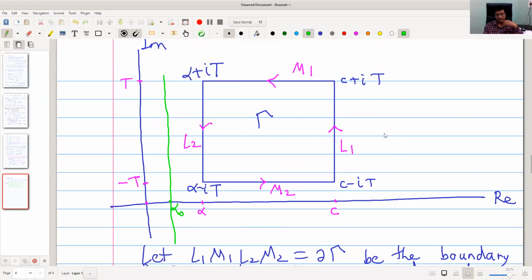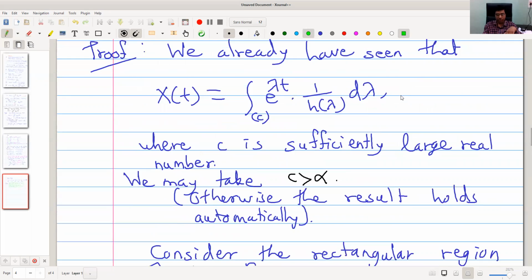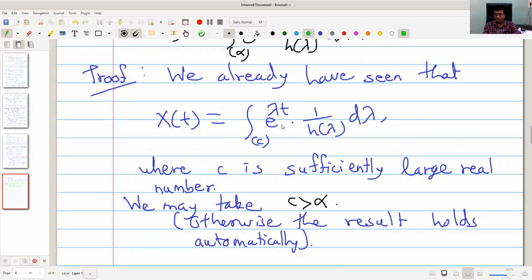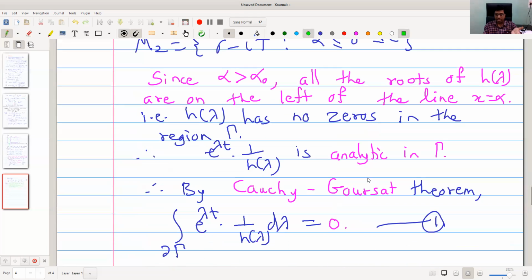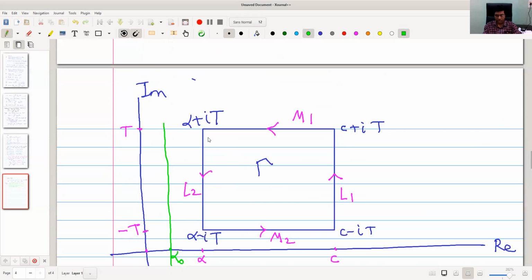But what is the integral along L1? This is from c minus iT to c plus iT. We can multiply by 1 upon 2 pi i and take the limit as capital T tends to infinity. So it is nothing but this one: limit as capital T tends to infinity of 1 upon 2 pi i times the integral from c minus iT to c plus iT of e raised to lambda t 1 upon h of lambda d lambda. Okay, so this is along this line L1. So this is the same as this, plus the integral along L2 equal to 0.